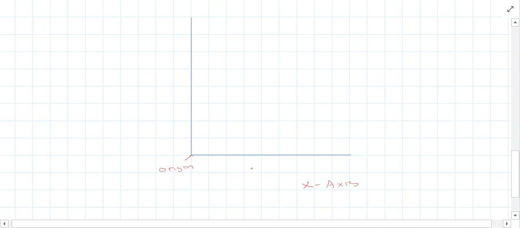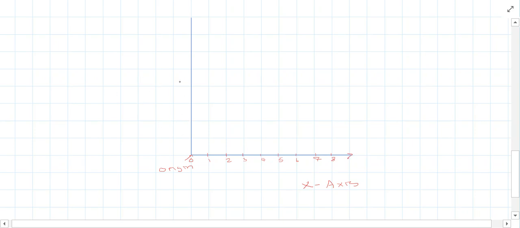So then what we can do is put in the x coordinates. So this is 0, this is 1, this is 2, 3, 4, 5, 6, 7, 8. And I'm just going to stop at 8, but it continues on in this direction.